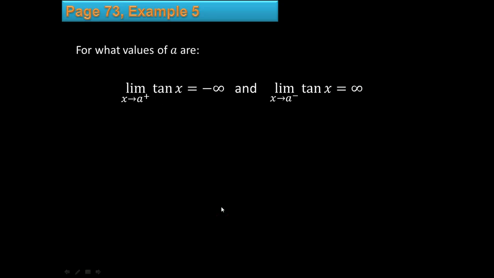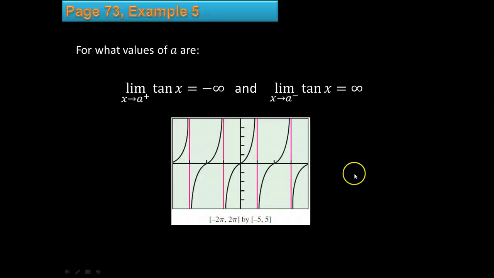Okay, page 73, example 5. This would be in your book if you want to read through this a little more closely. It says, for what values of a is the limit as x approaches a from the right of the tangent function equal to negative infinity, and when is the limit as x approaches a from the left side of the tangent function equal to positive infinity?